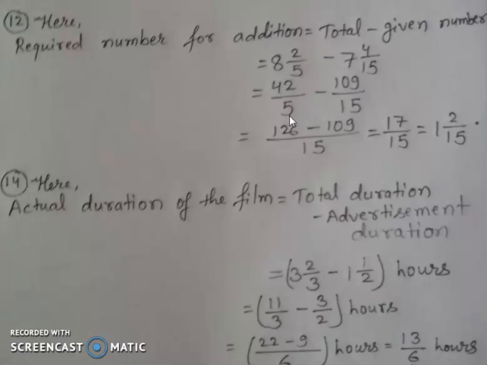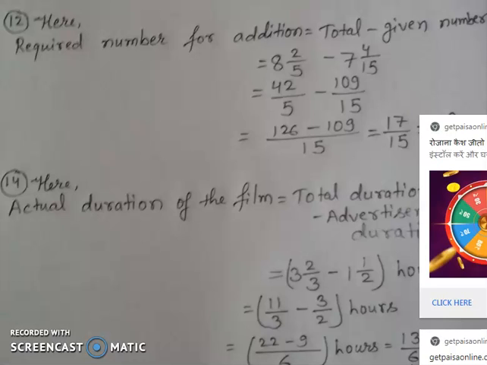I had taken the LCM of 5 and 15, that is 15. When 15 is divided by 5, it becomes 3. 3 into 42 is 126. Okay, and 15 divided by 15 is 1 and 1 into 109 is 109. So when you subtract, it will become 17 by 15, which becomes 1 2 by 15. So in this way you can change it into mixed fraction. Already I had explained to you several times how to change it into mixed fraction.